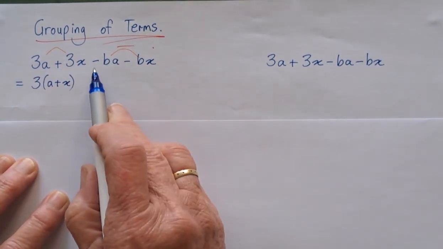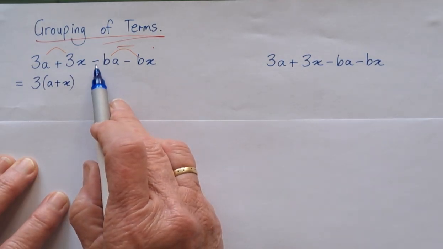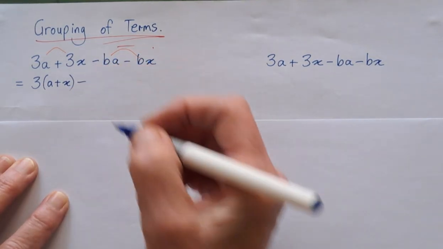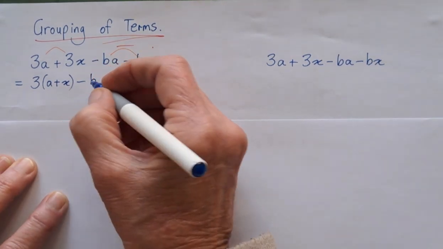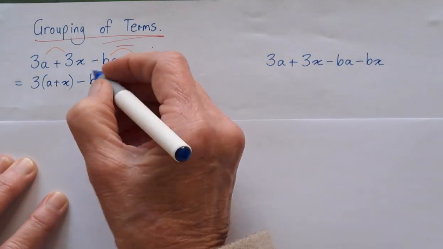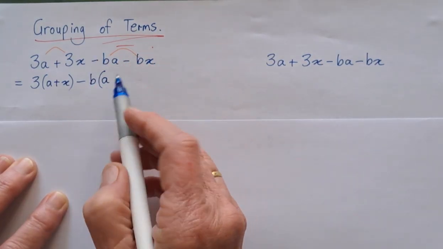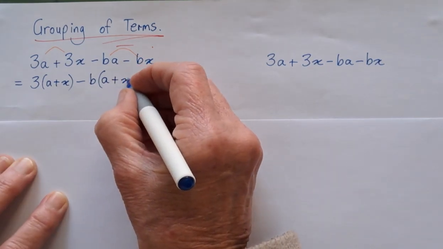And then remember, when you're taking out a common factor from two terms and the first term in the group is negative, you must take out a negative. And the common factor was b, so I'm taking out negative b. And then negative divided by negative is going to give me positive a. And negative divided by negative is going to give me positive x.